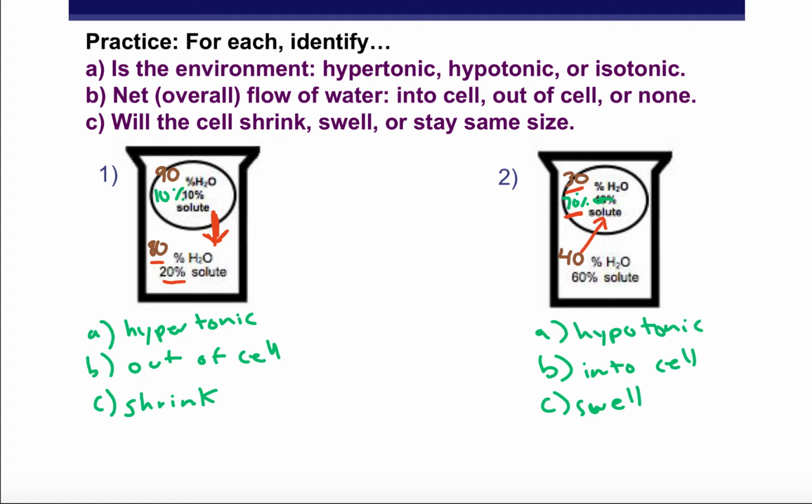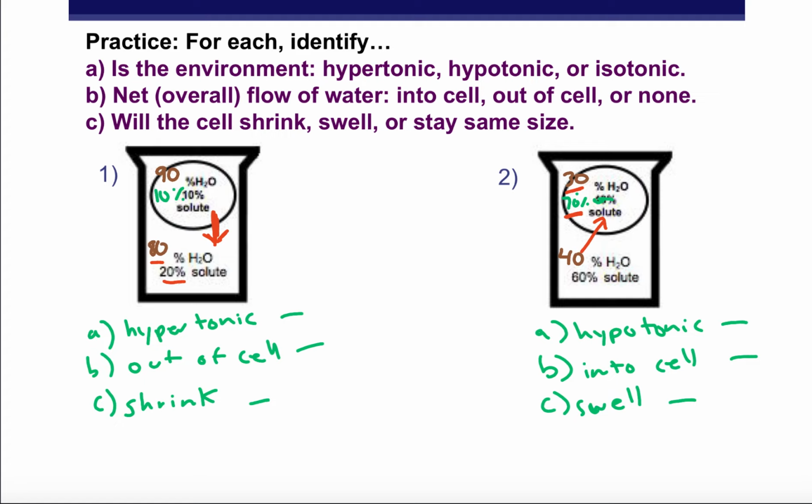So for number 1, the outside is hypertonic. The water, as a result, is going to move out of the cell towards the hypertonic outside, and as a result, the cell will shrink. It may shrivel, or it may only move a little bit and still be overall okay, but still going to be less big. For number 2, on the other hand, the outside is hypotonic compared to the inside. It's going to have, as a result, the water move into the cell. And as a result, the cell will swell. Maybe you'll get to the point that it lyses, but we don't know. We just know it's going to go in and make the cell bigger.